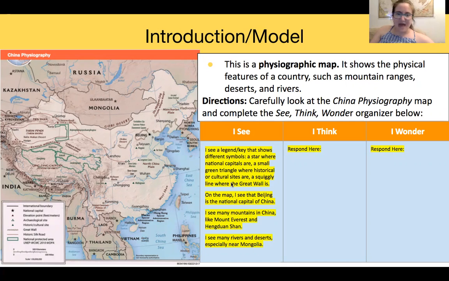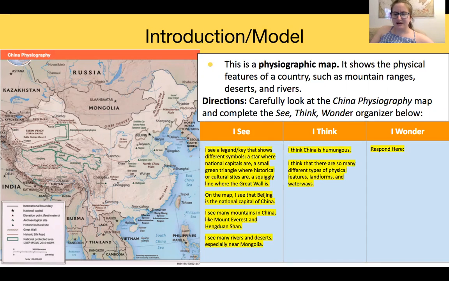I see many mountains in China. For example, Mount Everest and the Hengduan Shan mountain range over here. I also see many rivers. I see deserts, especially up here by this other country, Mongolia. Now that we've observed the map, what do you think?